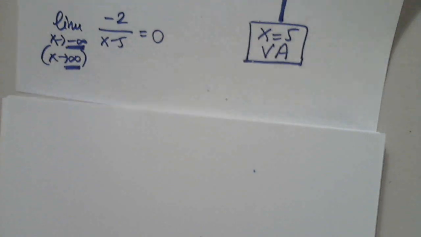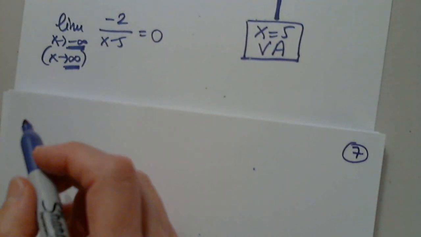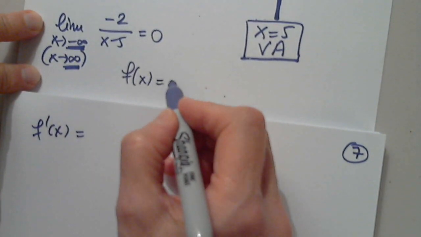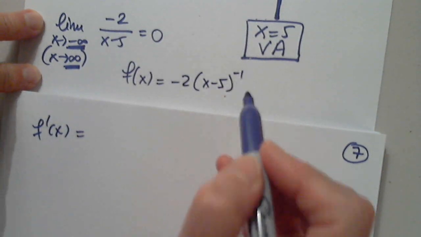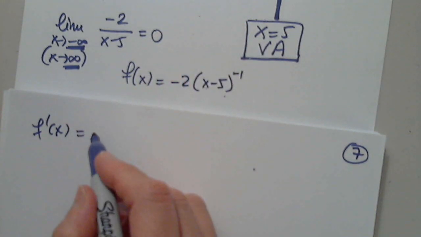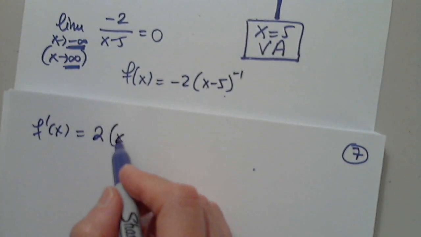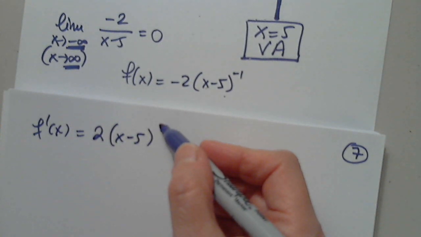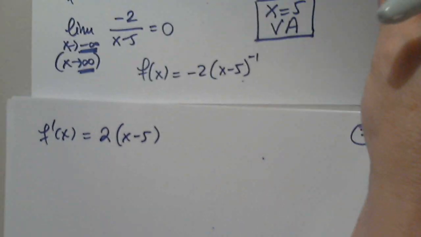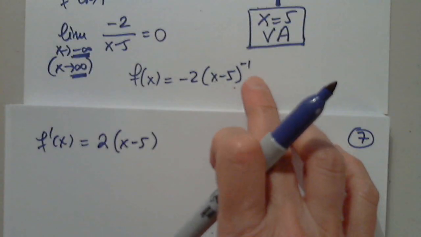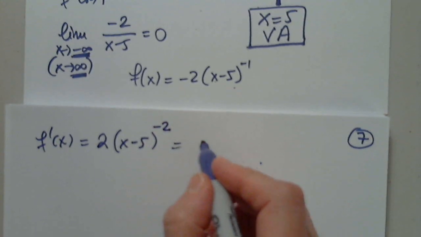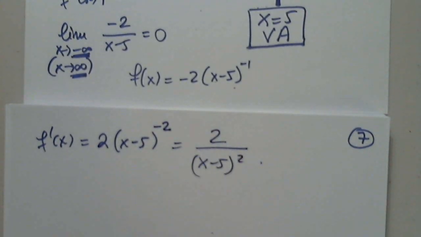So f prime. Remember, I prefer this. You don't have to, but I think it's easier to differentiate this. I bring down negative 1 and I get 2. I copy x minus 5 to which power now? I brought negative 1 down and I have to subtract 1 from the power, times the inner function prime, which is 1. So this is 2 over x minus 5 squared.